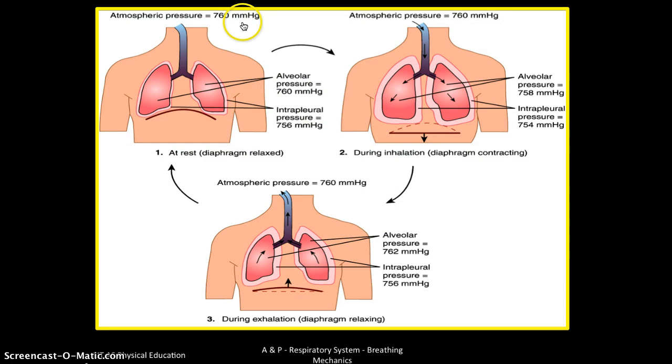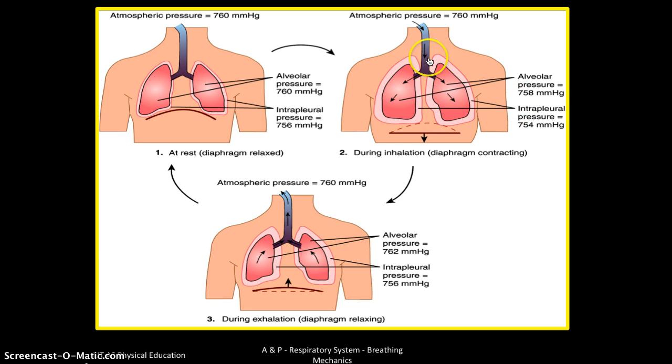So again, pause the video and just take the information in here. We've got atmospheric pressure at 760 millimetres of mercury, and at rest the alveolar pressure is the same. Now when we breathe in, our rib cage moves up and out and our diaphragm flattens to increase the space. You can see the space here is a little bit bigger than here.